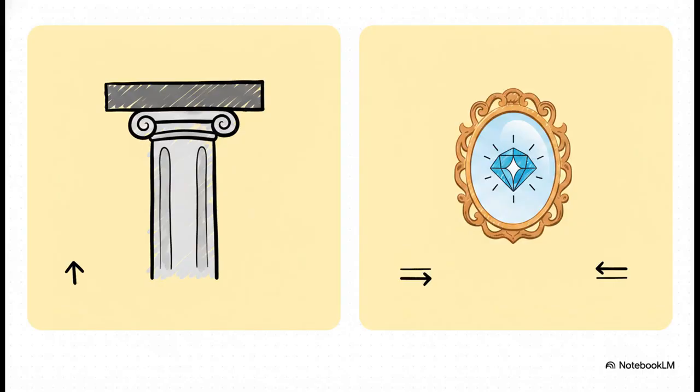So just to break down the difference really cleanly, subplots support the story from underneath or alongside, kind of like a strong pillar holding up the main narrative. Parallel structures, on the flip side, stand side by side to reflect or contrast one another. One is a supportive foundation and the other is a structural reflection.